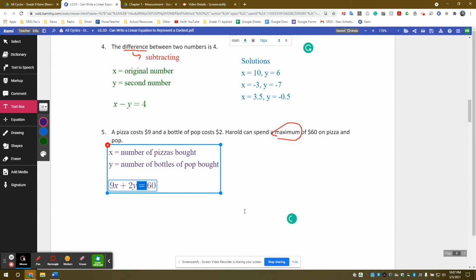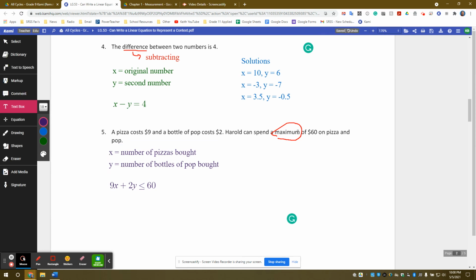Okay, so that 60 is actually the maximum. We're going to put an inequality in there, and it could actually equal 60, so we're going to put the equal sign as well. Okay, 60 is the biggest amount that we could spend, but we could spend less too. He has a maximum of $60 that he needs to spend.